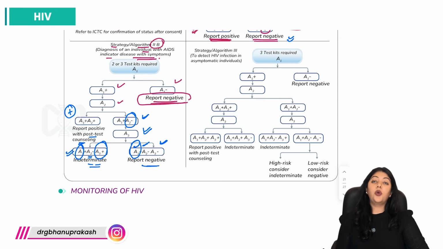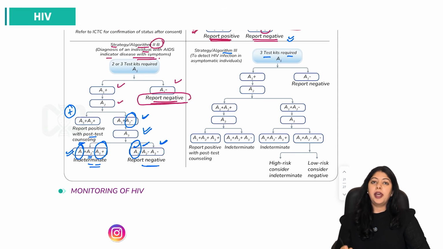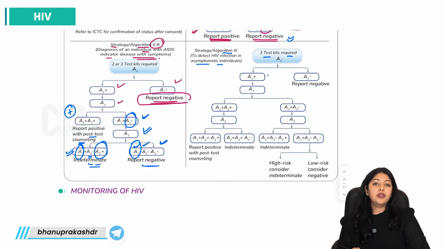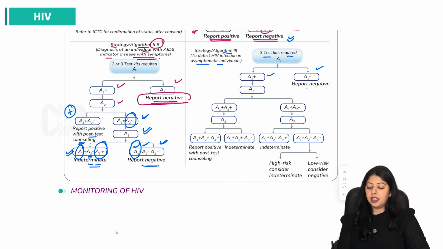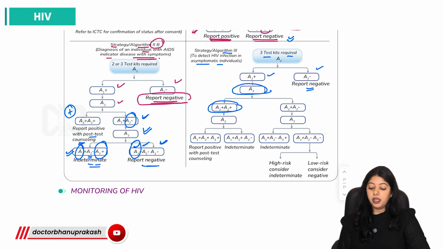So now let's move on to the fourth strategy or algorithm 3, wherein we are using 3 test kits. And this is done firstly for asymptomatic individuals, for antenatal cases, and for patients who are awaiting surgery. So what are we doing? Suppose the first test is coming out to be negative, we are going to report it negative straight away. Then we move on to the second test, A2. If both of these tests come out to be positive, still we move forward with the third test, right?